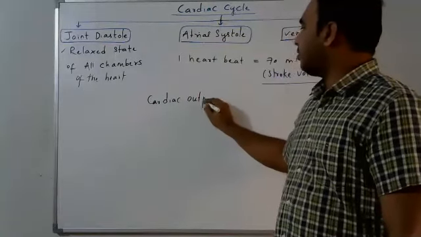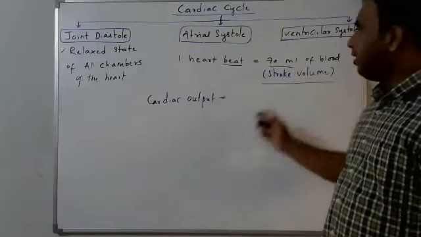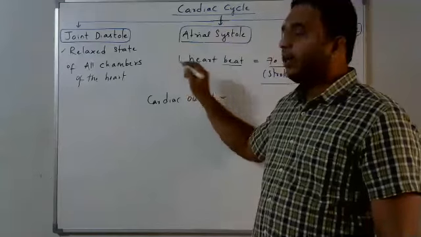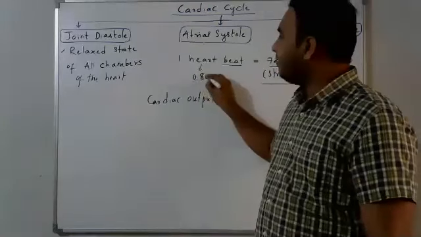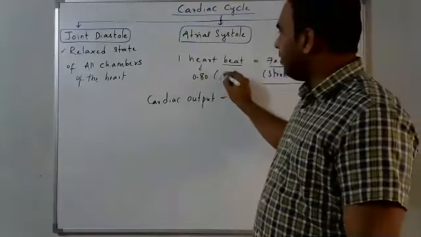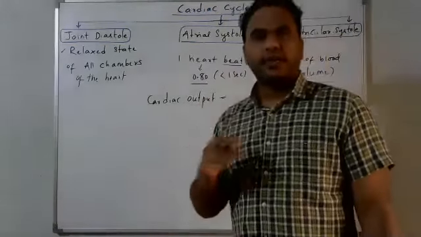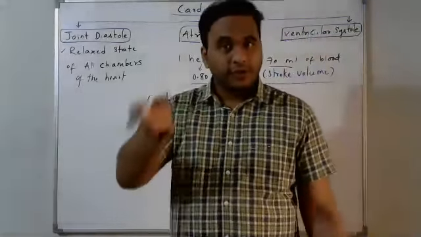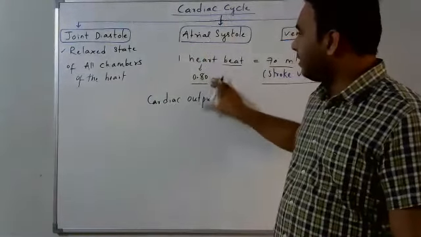Cardiac output. So one beat is 70 ml, and we need it for 1 minute. How many beats? One heartbeat takes place per 0.80 of 1 second. That means less than 1 second only, right? We have to consider 0.80 second. That's okay, because 1 second is not completed; still 0.20 has to be completed to become 1 second. So this is 0.80, less than 1 second.